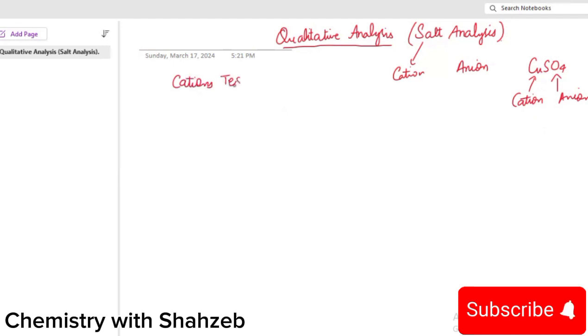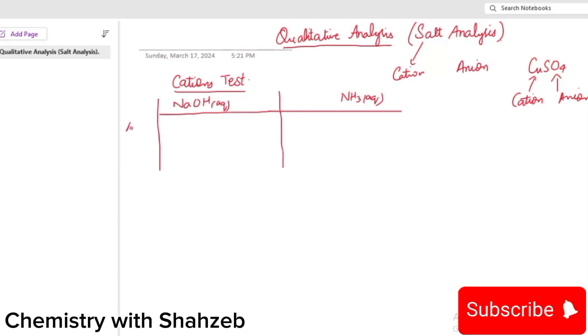In order to test cations, we are going to use two solutions. One is aqueous sodium hydroxide and the other one is aqueous ammonia. In order to test it, first we are going to start with aluminium, and that is Al 3+.